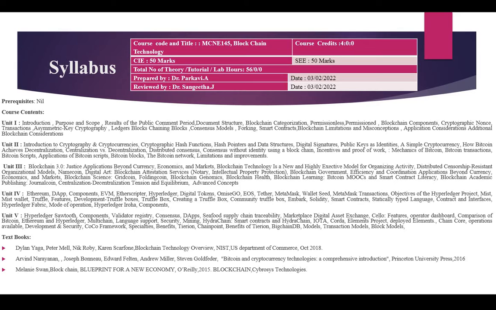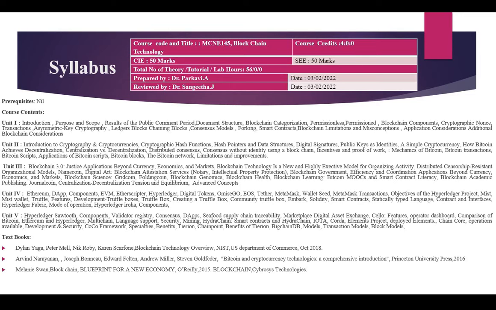And in unit 3 we discussed blockchain 3.0, about blockchain government efficiency and Bitcoin MOOCs, and how we can use blockchain in academics. And unit 4 is about Ethereum and DApps and their components, and what languages can be used for implementing blockchain.